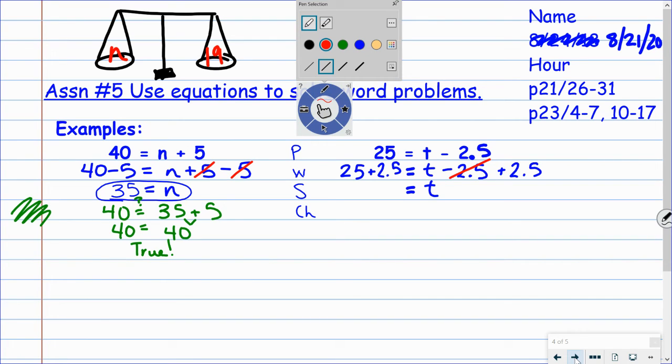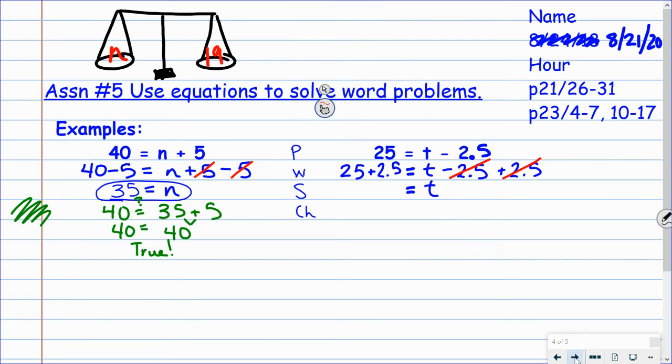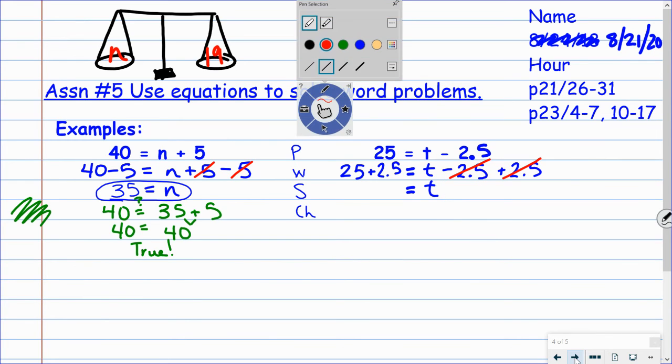So subtracting 2.5 and adding that 2.5 back in makes 0. Please do not write the 0. You don't need it. What that does do for us is leave us with only the unknown remaining. Yay! Meanwhile, if we take 25 and add 2.5, we'd have $27.50, and we have just solved this.